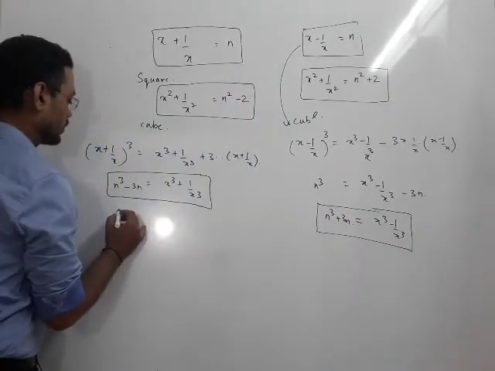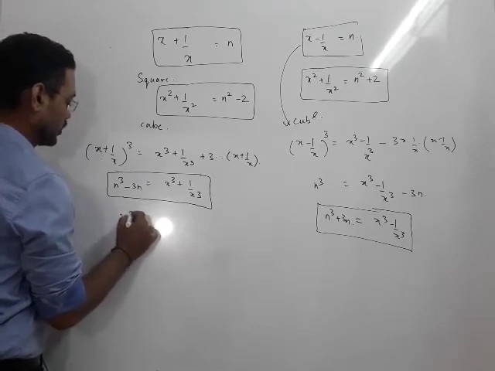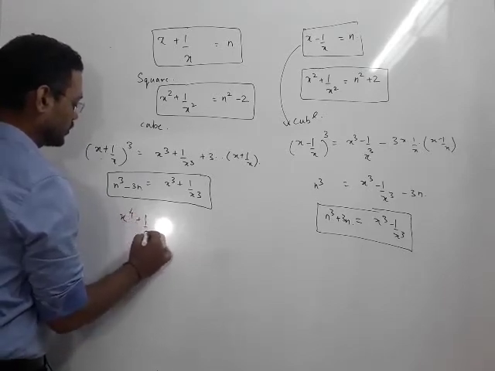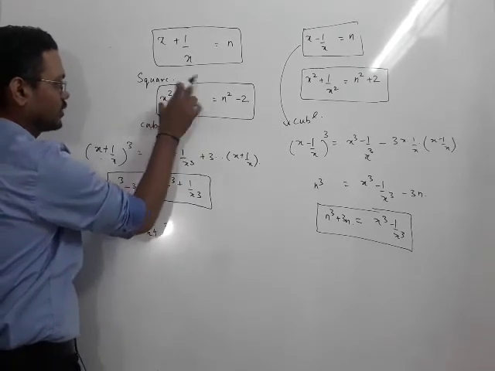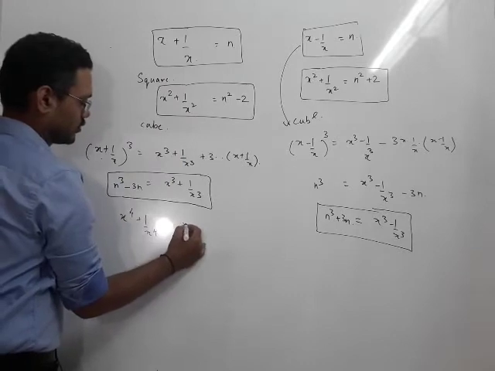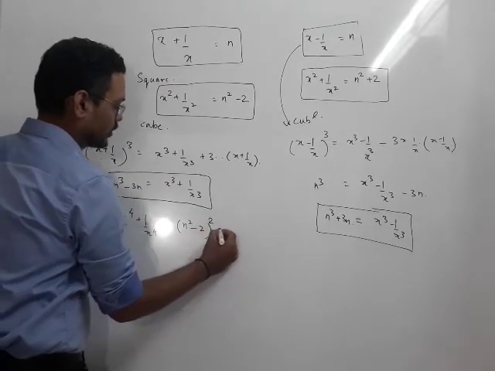Similarly, we know that if we have to find x raised to 4 plus 1 by x raised to 4, it is nothing else. Take this term and square it, which is n square minus 2 the whole square minus 2.